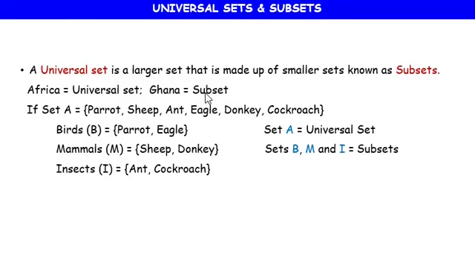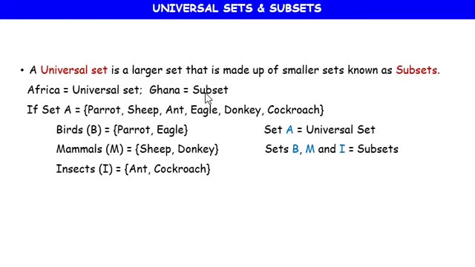Why do we say that? Because Africa as a continent is made up of a number of countries, and Ghana is just one of the countries contained within Africa. So Africa serves as that larger set, that larger group, and then Ghana becomes a smaller set within the bigger set of Africa. So basically all continents can be seen as universal sets, and then the countries within those continents can be seen as what?